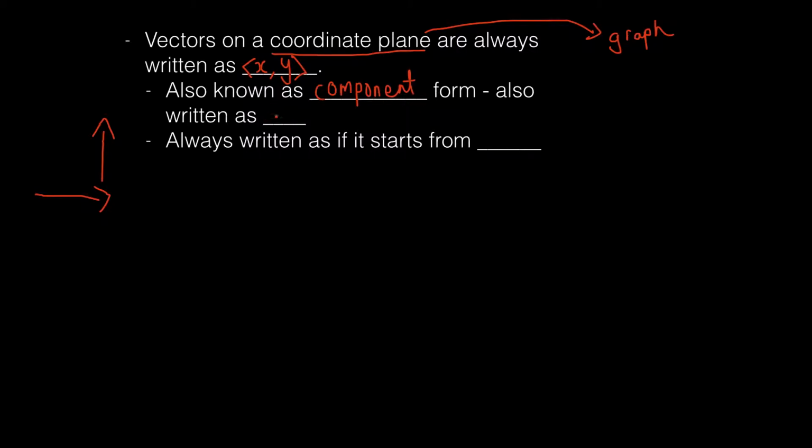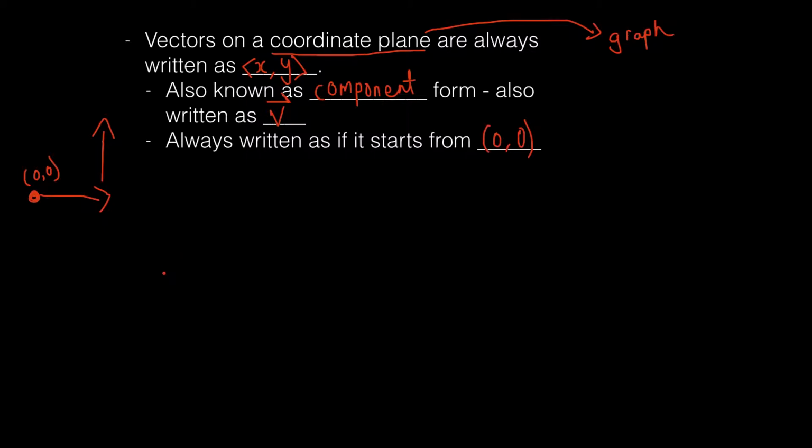This can also be written as v with an arrow on top. This could be any letter, but you just have to have that arrow up there. You may see it written in different ways. You could also see it as a bolded letter, but for obvious reasons I can't do a bolded letter here. A vector in component form is always written as if it starts at the origin (0, 0), and then goes right and up some quantity. So just keep that in mind.